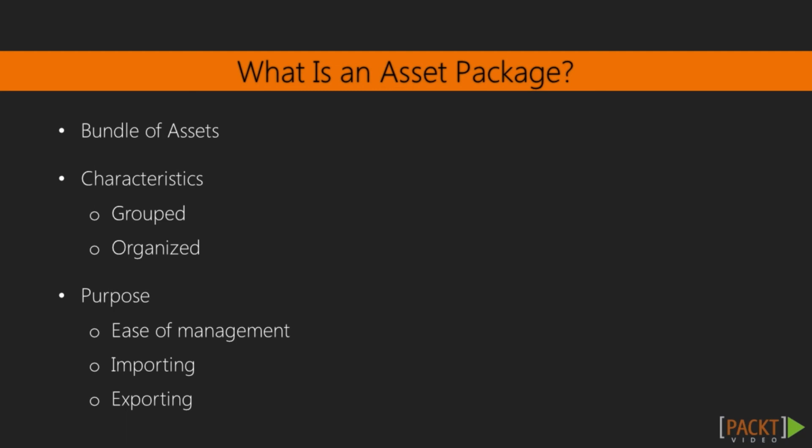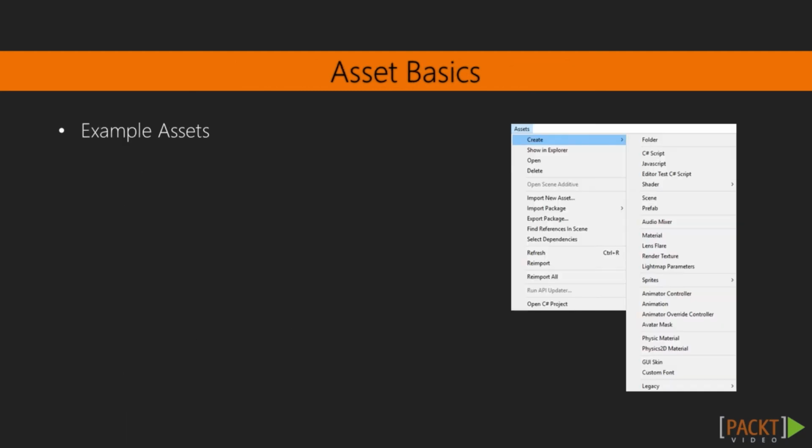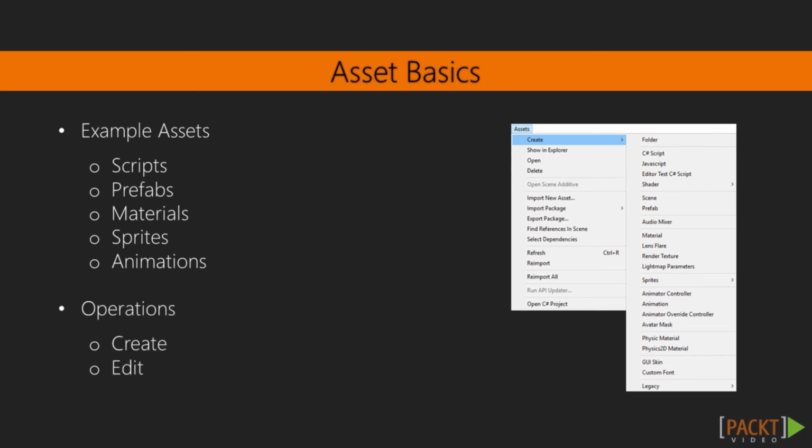Before we go any further, let's talk about assets. Assets are usable game objects. They can consist of scripts, prefabs, materials, sprites, animations, and more. Really, anything you can use in your game is an asset. Unity allows us to create, edit, and delete assets. We can also import and export them.